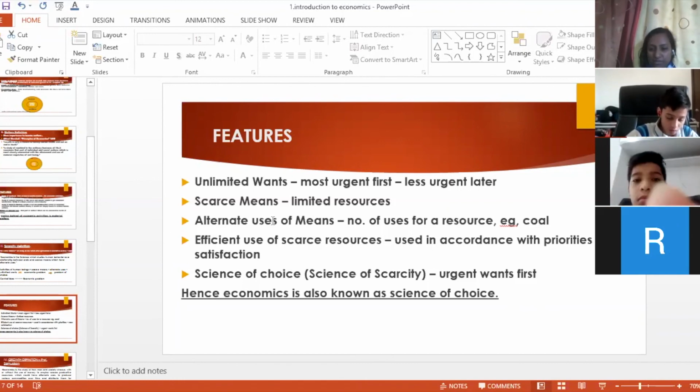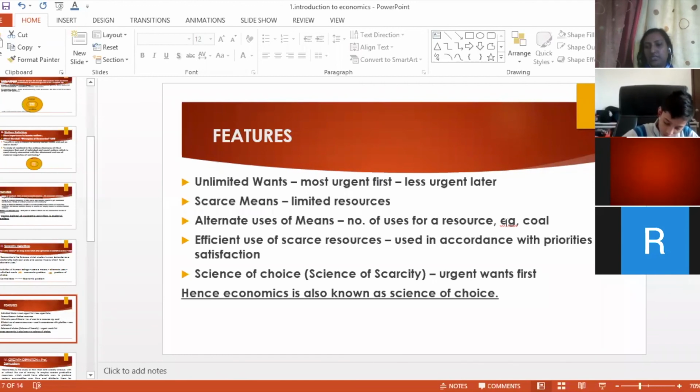Alternate uses of means is the number of uses for a resource. We have alternate uses for a single resource. Example, I have given you coal. Coal can be used in industries. Coal can be used as household fuel also. Coal can be used in steam engines also. So it has alternate uses. So we have to prioritize where we have to use it.